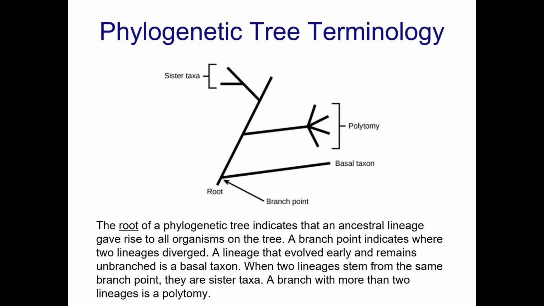Let me get my pen here. There we go. So the node would be the point right here, and that point would represent some common ancestor just right before it broke into two groups. So there would be a node here. Anywhere there's a branch point, there's a node. That is the same thing.